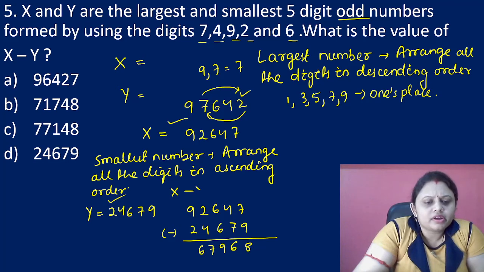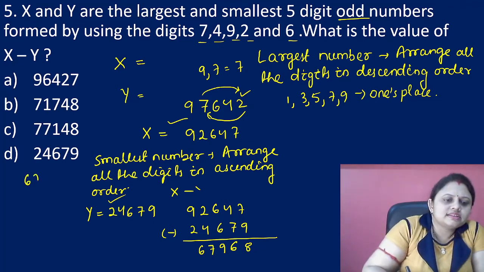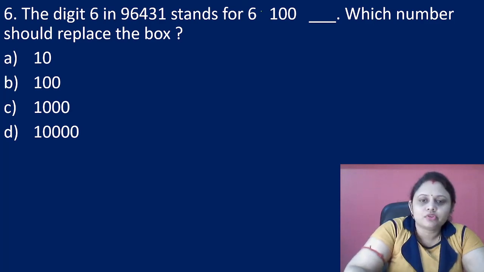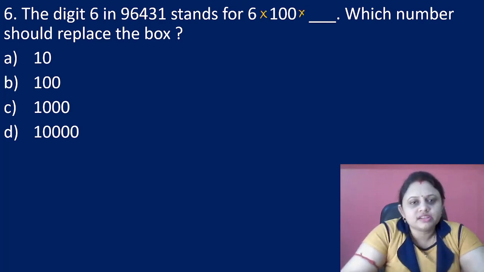Okay, so what will be our correct answer? Our correct answer is 67,968. Okay, so is it present in the options? Okay बच्चों, is it present in the option 67,968? No, it is not present in the option. The correct answer is 67,968.